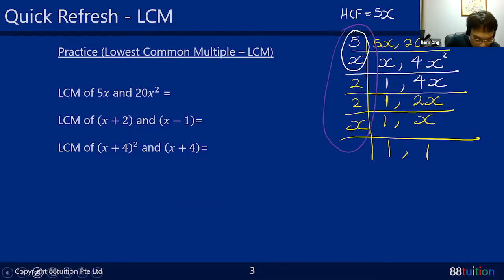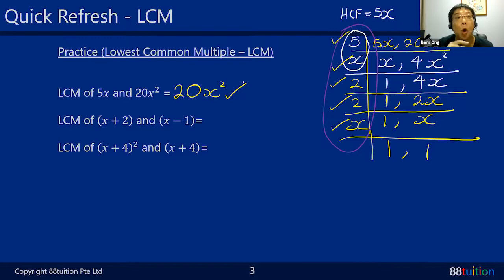So how do you present your LCM? Your LCM is 5 times 2 times 2. 5 times 2 is 10. 10 times 2 is 20. x times x is x squared. So that's your answer. Yes, it so happened, coincidentally, that it is the same as this one. Hey, how about x plus 2, x minus 1? Can we use the same method?